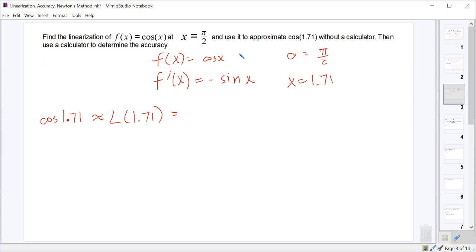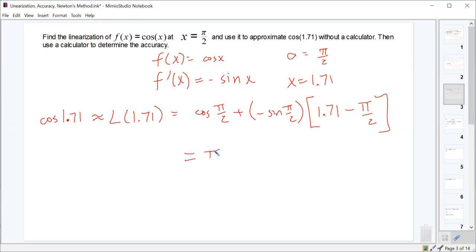f of a, so cosine of pi over 2, plus f prime, negative sine of pi over 2, times x minus a. And cosine of pi over 2 is 0, and sine of pi over 2 is 1, so this is just negative 1 times this. So this becomes pi over 2 minus 1.71. And what does that approximate out to be?